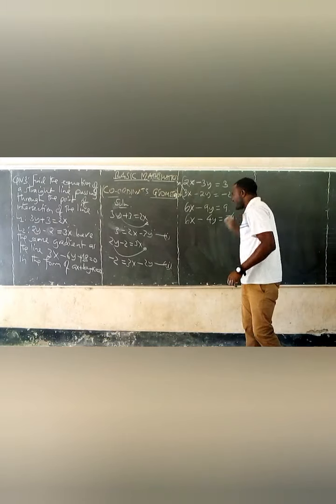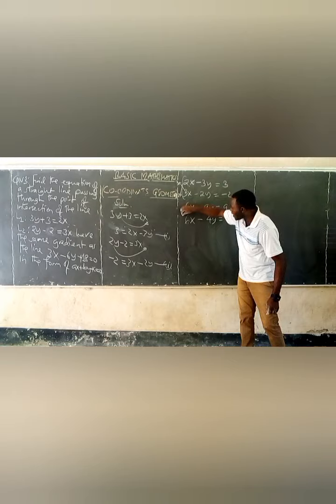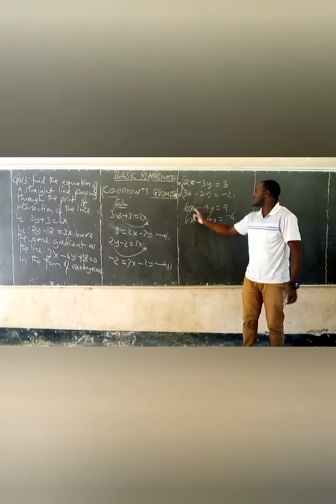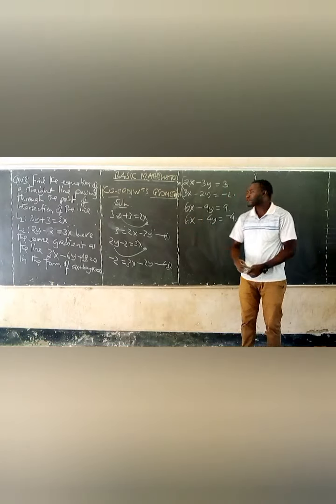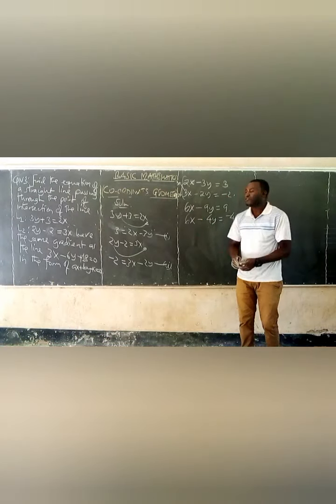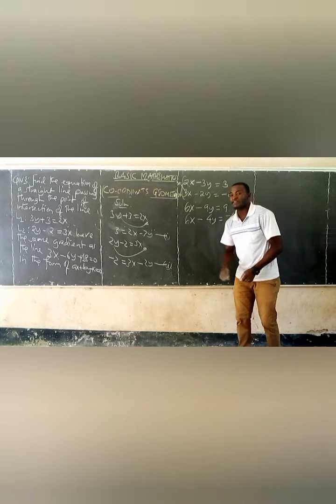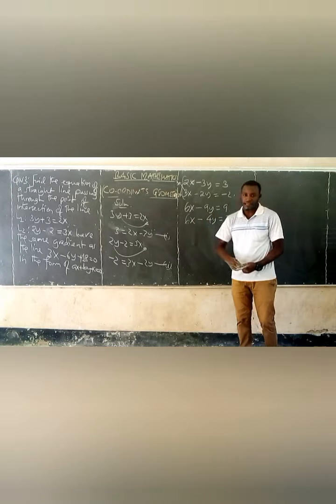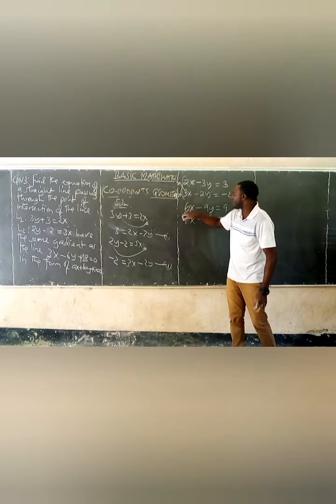Right here, negative 4. Then we ask ourselves, which operation will be applied here so as to make the variable x to be eliminated. Because once you say elimination, it means that you are supposed to eliminate one variable and remain with one variable, and that remaining variable will be the one to determine. How are you going to do it? Which operation will be applied here?